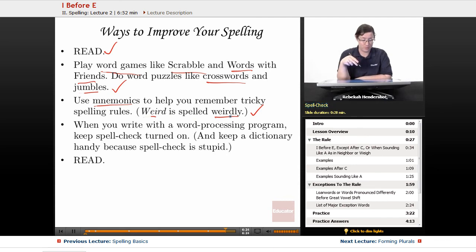It violates the rule. Next, when you write with a word processing program like Microsoft Word, keep spell check turned on. And keep a dictionary handy, because spell check is incredibly stupid, and just because a red squiggle appears in the word doesn't mean it's wrong. Finally, did I mention? Read. No, seriously, I'm not kidding. It's the most important thing you can do.